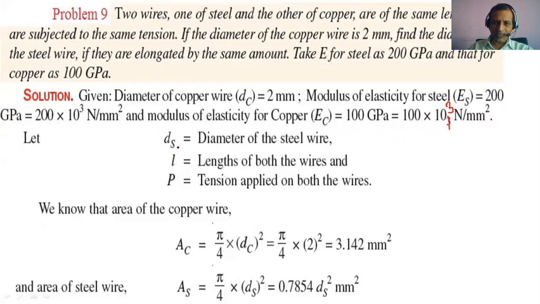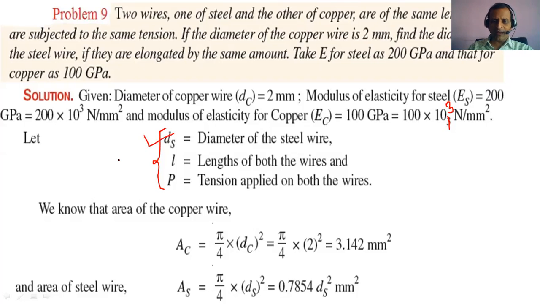So let ds be the diameter of the steel wire. Then L is the length of both the wires. P is the tension applied on both the wires. He has not given these, but he says L and P are the same for both the wires. So ds is the only thing you need to find out, right? ds you need to find out.